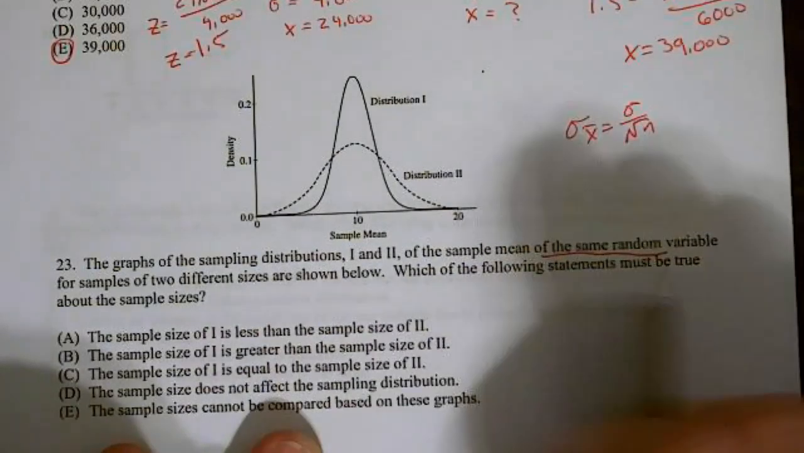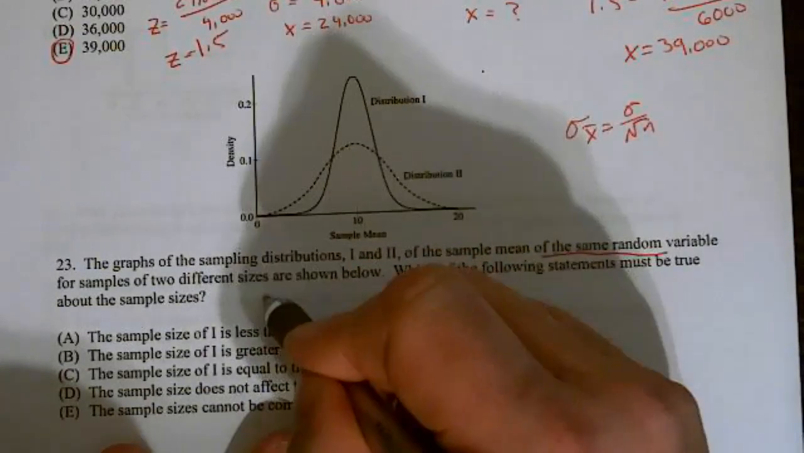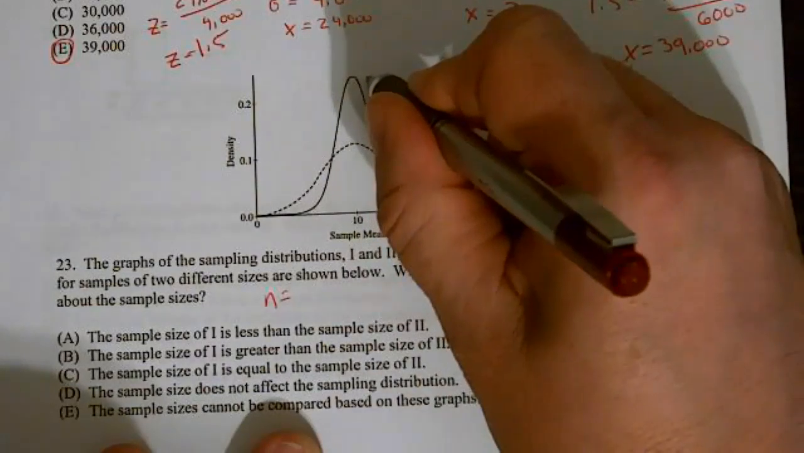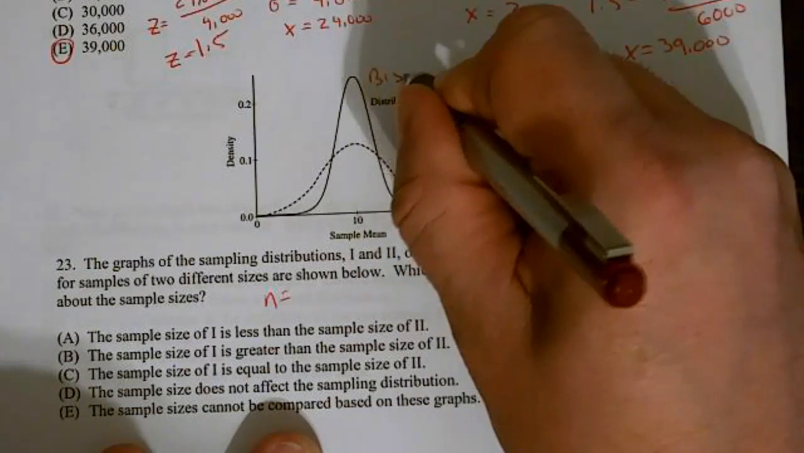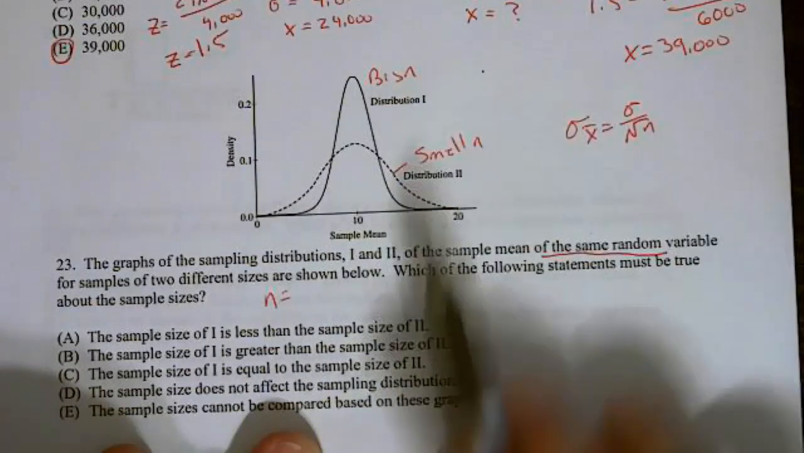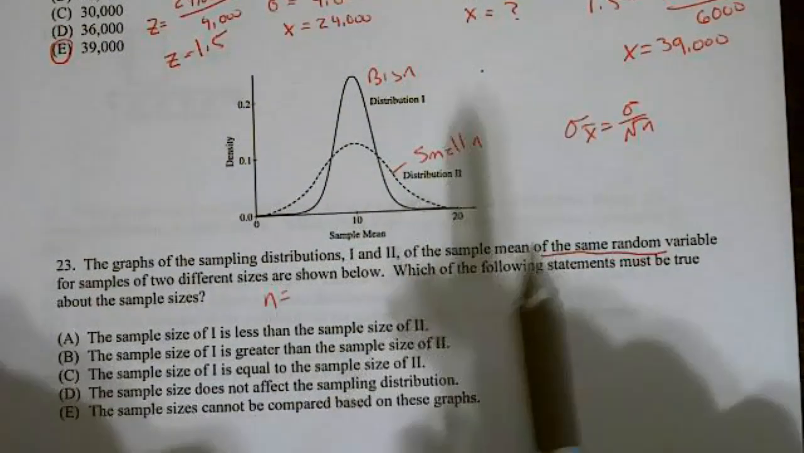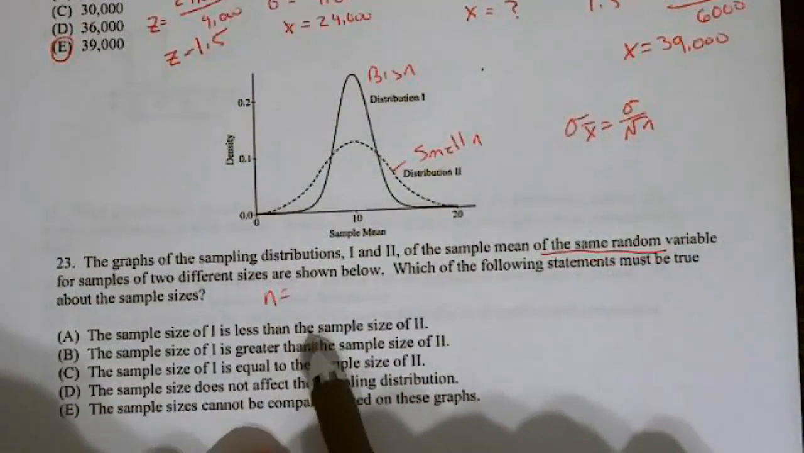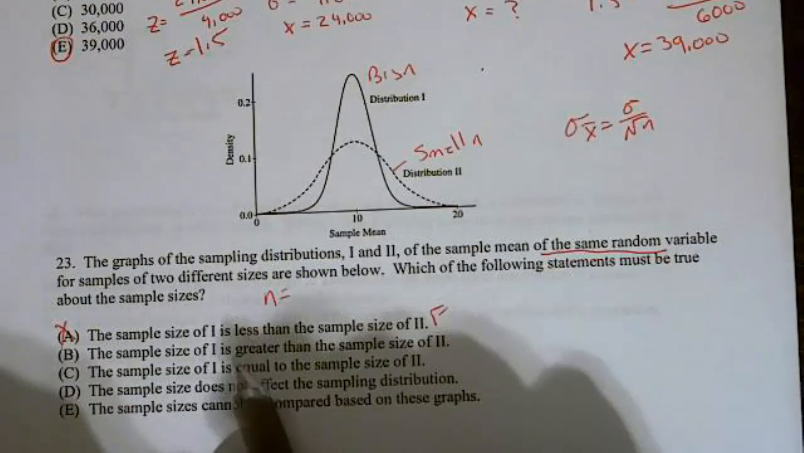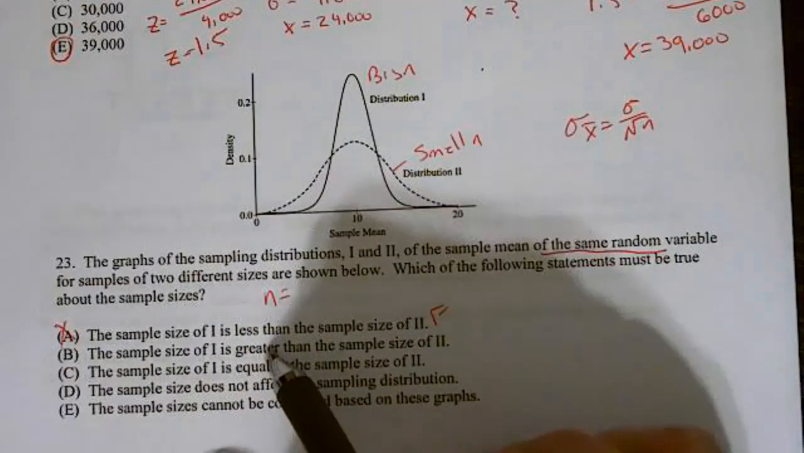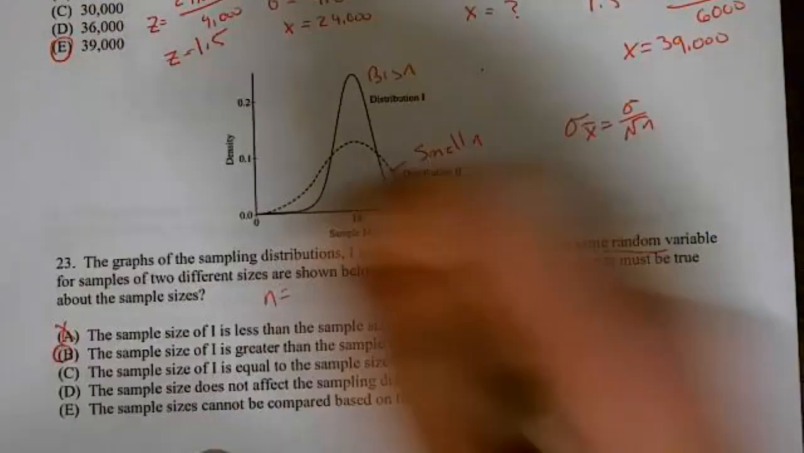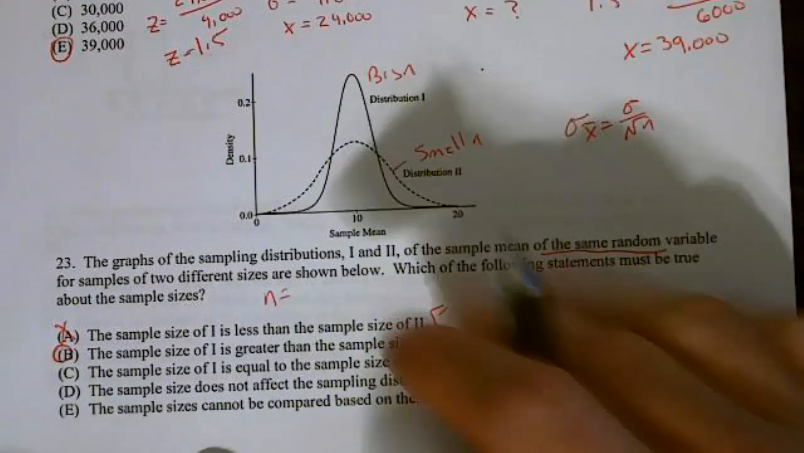But they have two different sizes, so n is different for each sample. Well, I can tell you right away, this sample is going to be bigger. This will be the big n, and this the small n, just because this one is taller. And as you increase your sample size, your variation decreases. The sample size of one is less than two? No, that's false. One is definitely bigger. The sample size of one is greater than the sample size of two. So the answer to number 23 is definitely B. That's true because this one will have a larger sample size. All right, so 23 is B.